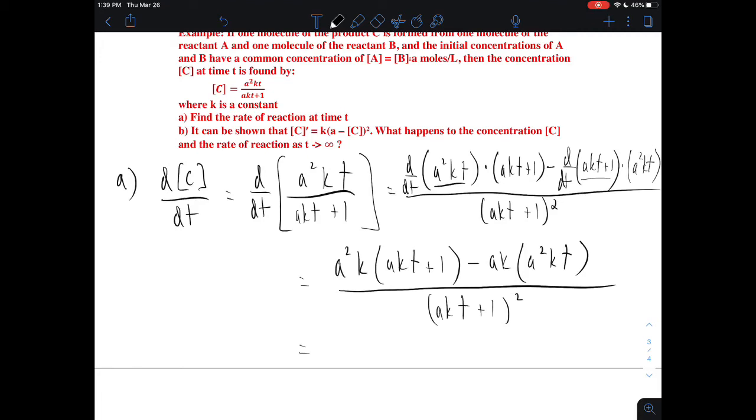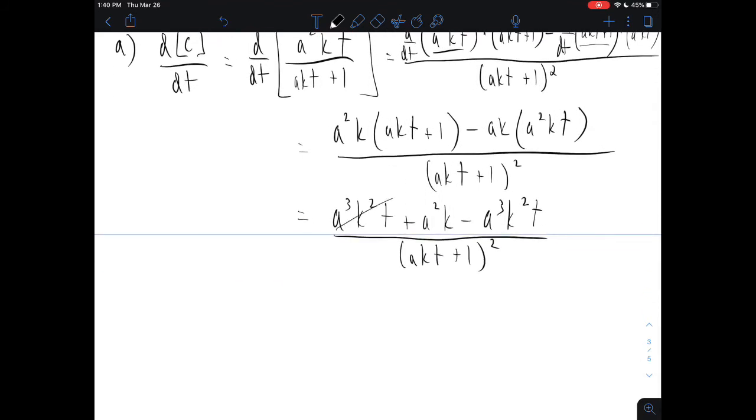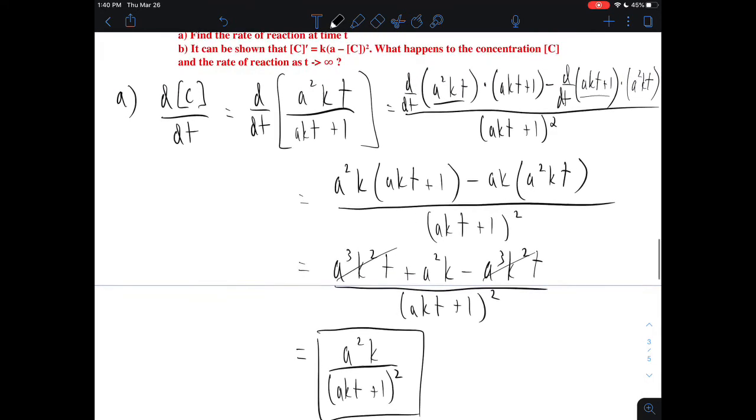And then we'll distribute in the numerator and combine like terms. So I have a squared, actually a cubed, k squared t plus a squared k minus a cubed k squared t. And this is again over our denominator. And so you can see that we have some cancellation of terms. And so we get that our derivative is a squared k divided by akt plus 1 quantity squared. So that is the rate of reaction at time t.